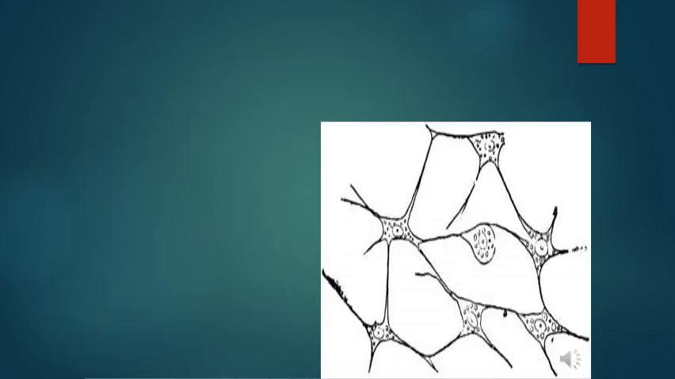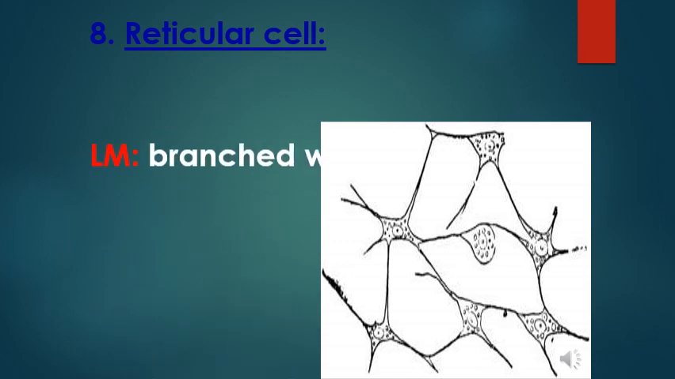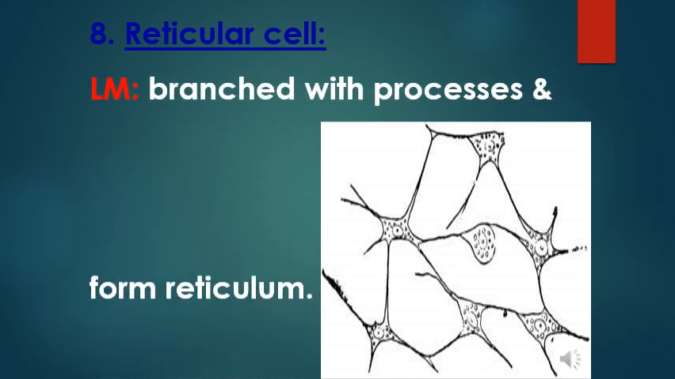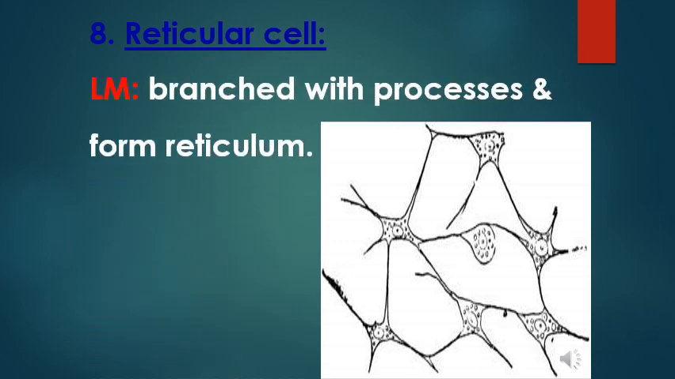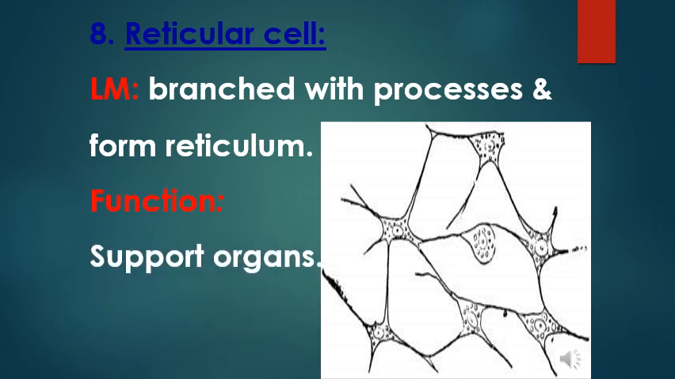The last cell we are going to talk about, as you see, is a cell with long processes that communicate together and form a reticulum. This cell is called reticular cell. It is a branched cell with long processes that anastomose together to form reticulum. Together with the reticular fiber, it forms reticular connective tissue, which is important for support of organs, and it is stained with silver.